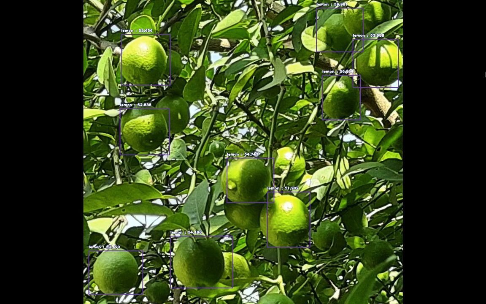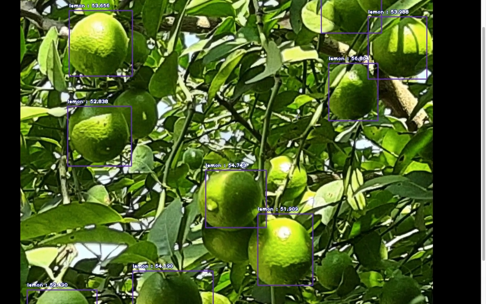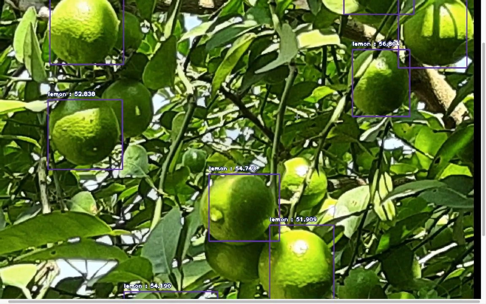Here is our first image. I'm going to zoom in and out of those images so that you can see the detected part on the image.